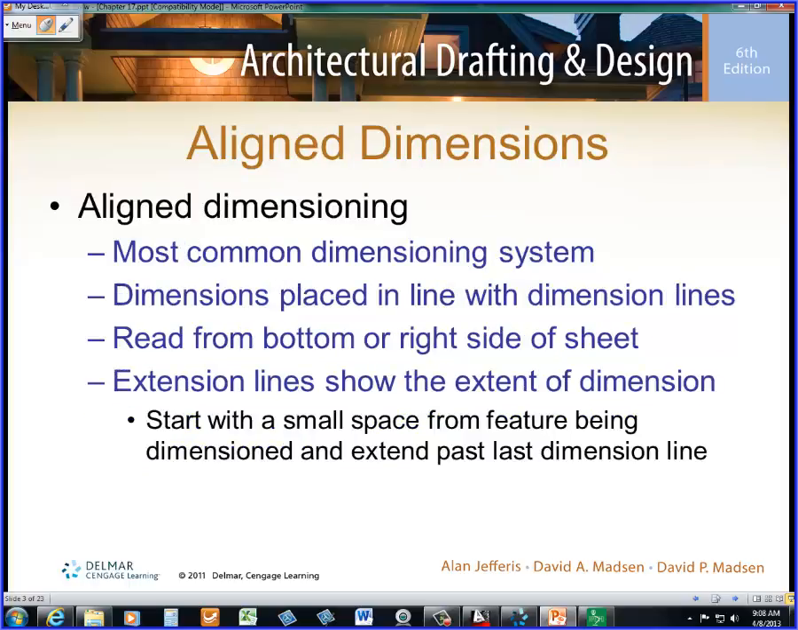There is only aligned dimensions used in architecture. Now in mechanical, which you all have done a fair amount of, mechanical drawing, machine drawing, in learning how to do CAD or drafting, we use unidirectional a lot. So aligned dimensions in architecture is the only system that we use. Dimensions are placed in line with the dimension lines.